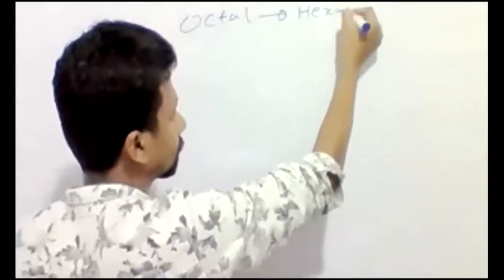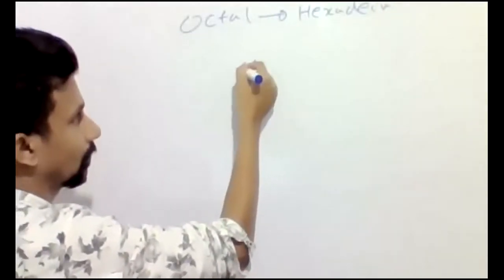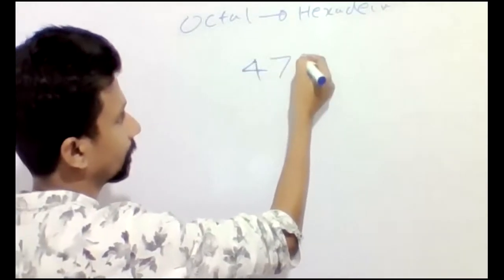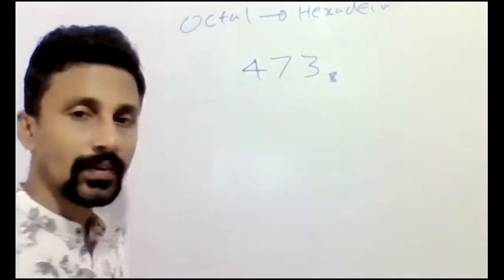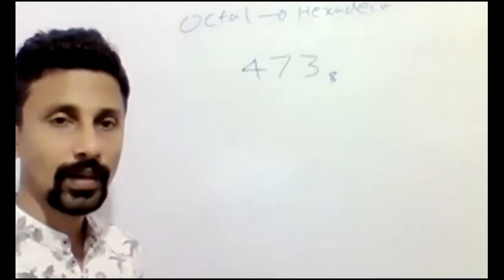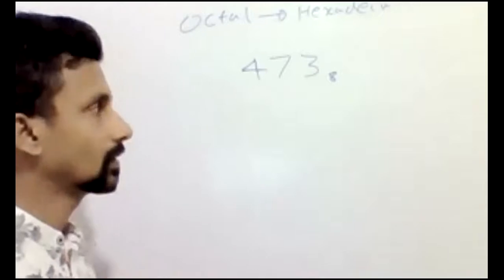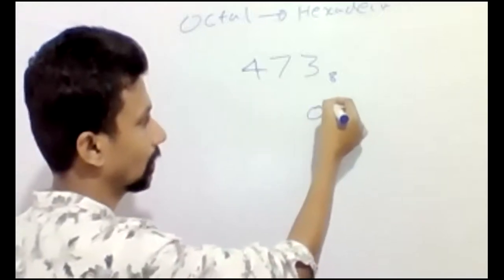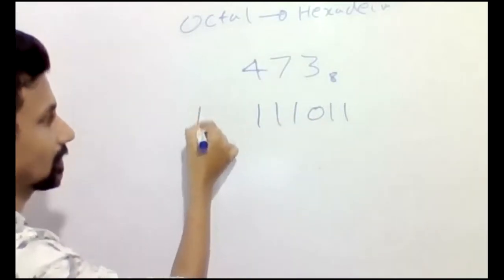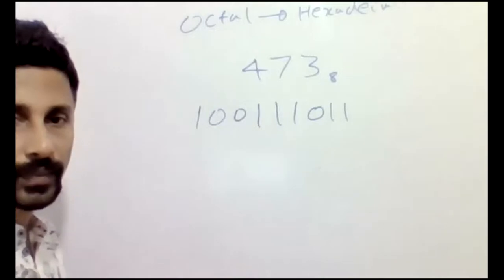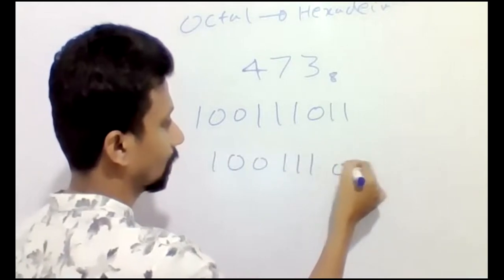Octal to hexadecimal. So when you get an octal value, I'll take 4, 7, 3. Octal value. Now you know how to convert it to binary. So each value you have to represent with 3 binary digits. So I am writing 3, 0, 1, 1. 7 I am writing 1, 1, 1. 4 I am writing 1, 0, 0. Right? This is my binary value. So I am writing it again 0, 0, 1, 1, 1, 0, 1, 1.